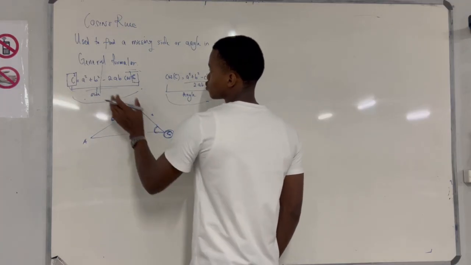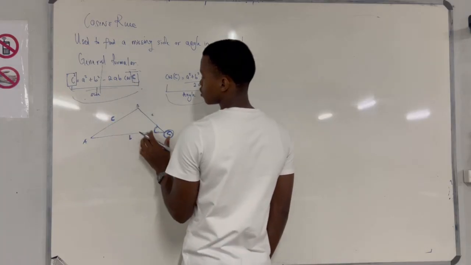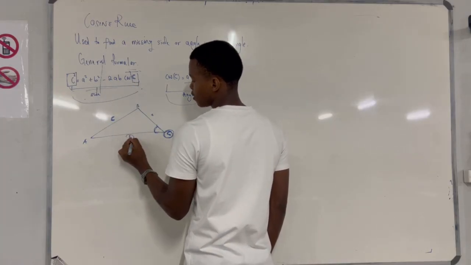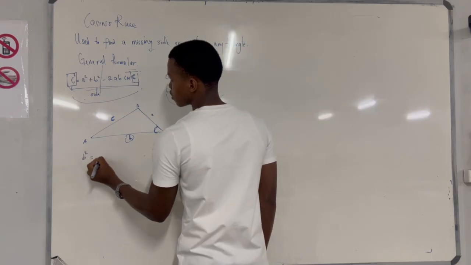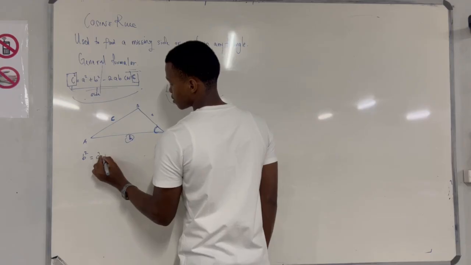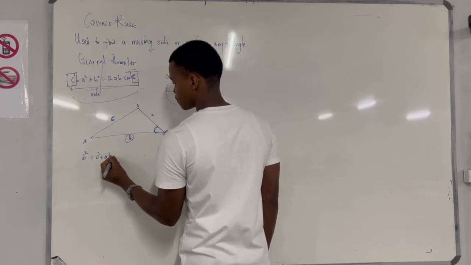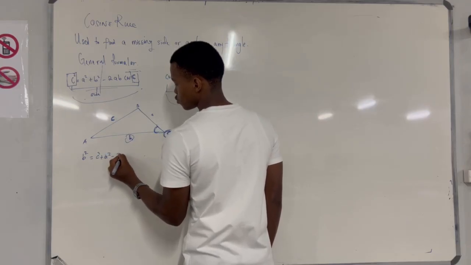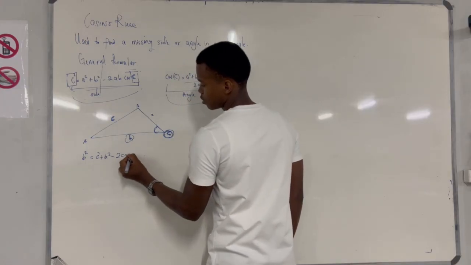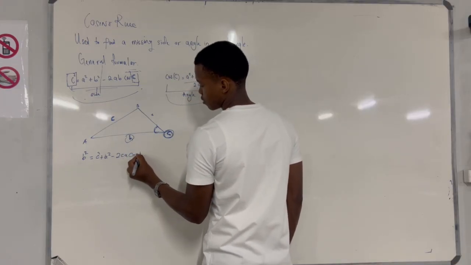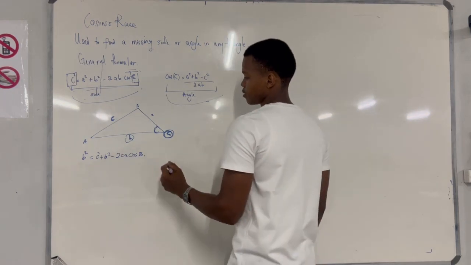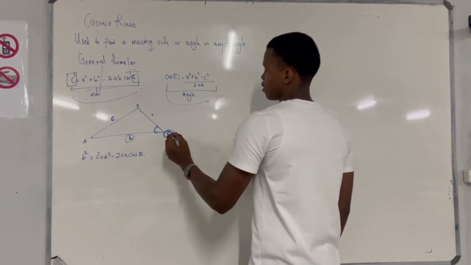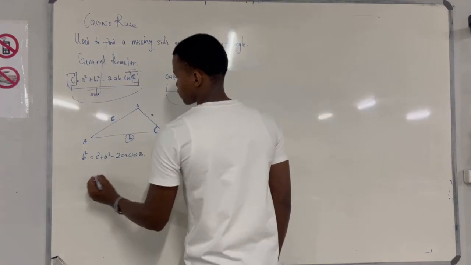The same applies if in any case we are looking for this side. Our formula would be b squared equals c squared plus a squared minus 2ca cos B. Okay, so let's jump on to an example.